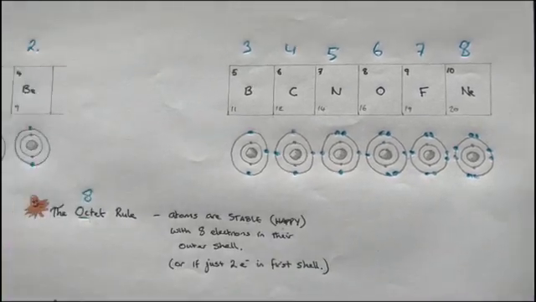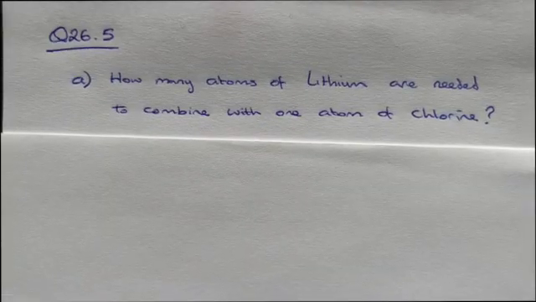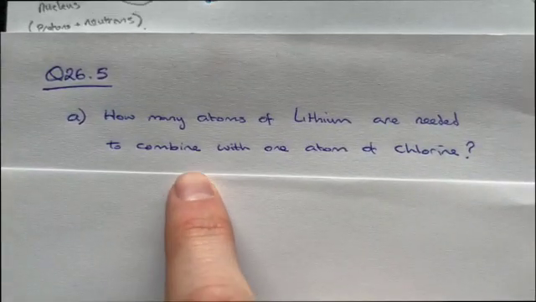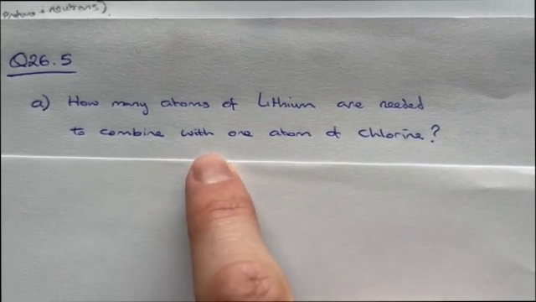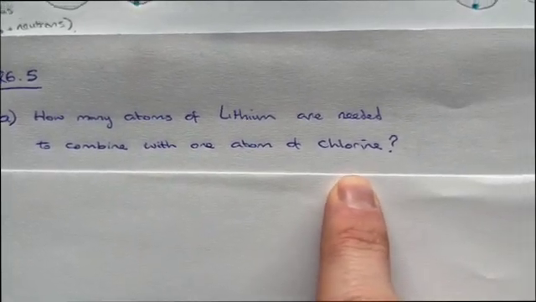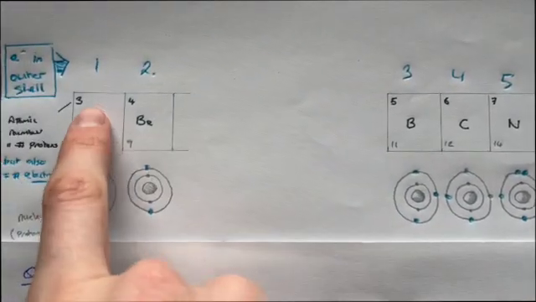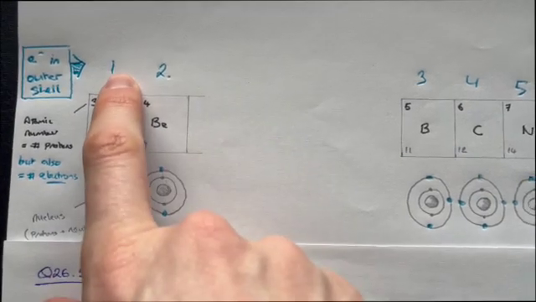I'll do one of the questions now. Okay, so here we have our first question for homework. How many atoms of lithium are needed to combine with 1 atom of chlorine? So looking at my table here, I have my lithium, and I can see that it has 1 electron in its outer shell.